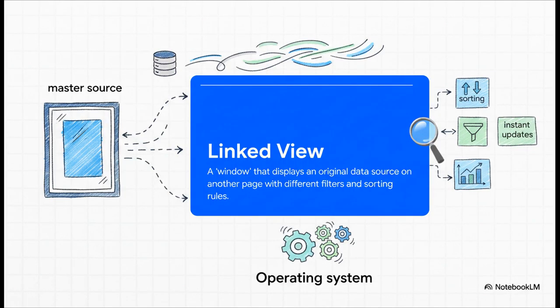And the tool that makes all this possible is the linked view. Now, this is crucial. A linked view is not a copy of your data. It's a live window looking into it. Any change you make through that view is instantly updated in the master source, but the filters and the sorting you apply are totally unique to that one window.